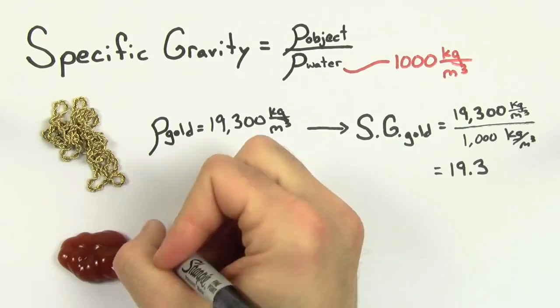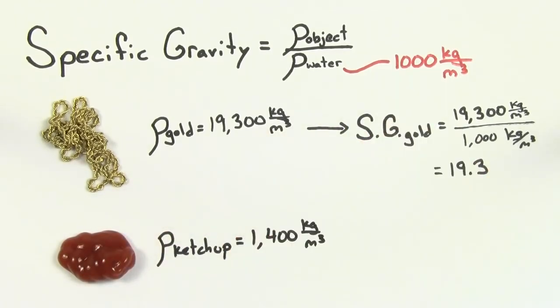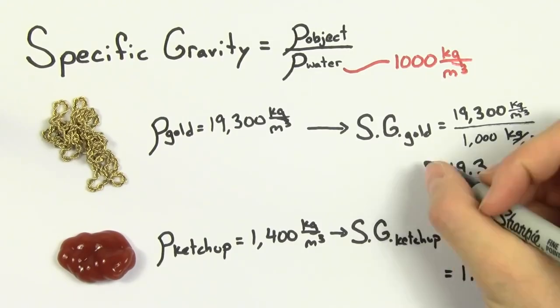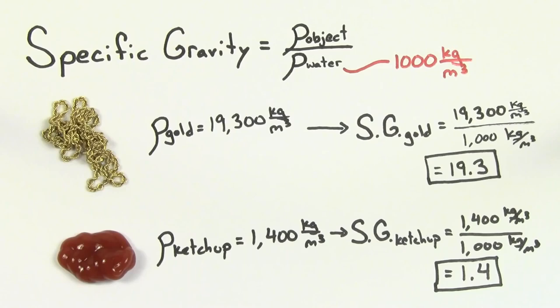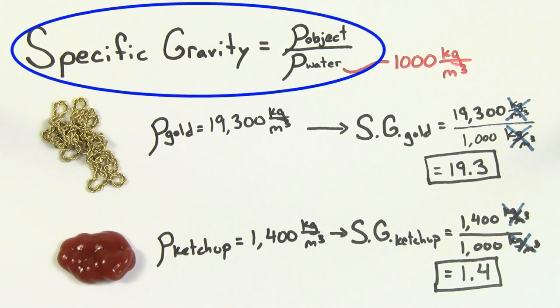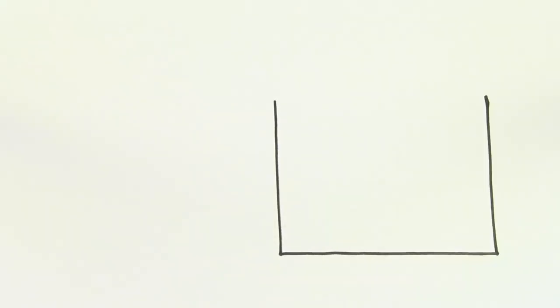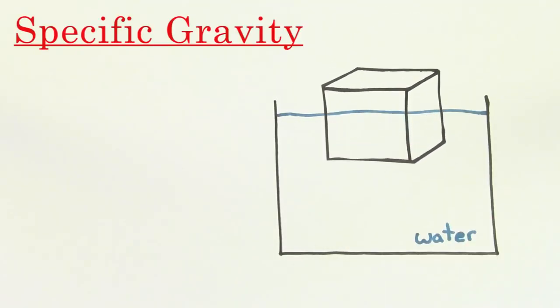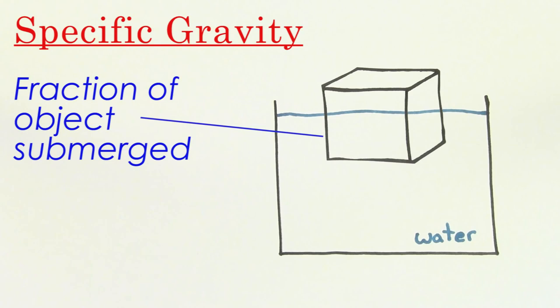The density of ketchup is 1,400 kilograms per meter cubed, so the specific gravity of ketchup is 1.4. Note, there's no units for specific gravity, because it's the ratio of one density to another density, so the units cancel each other out. Okay, so why even bother defining something called the specific gravity? Well, one really cool thing about specific gravity is that for something that floats, the specific gravity tells you the fraction of that object that will be below the water while it's floating.